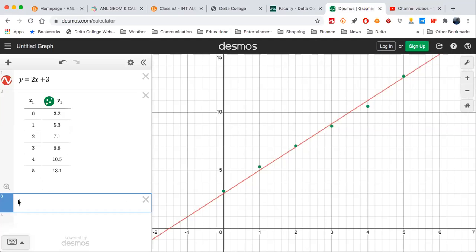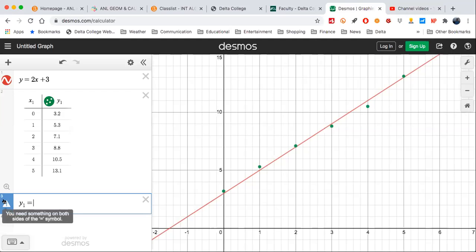So we're going to type y1. And notice when I put the 1 in there, it automatically subscripted it for me. So I don't have to do anything fancy to make that a subscript. It's automatic as long as I already have my table in place. And then I'm going to say equals.